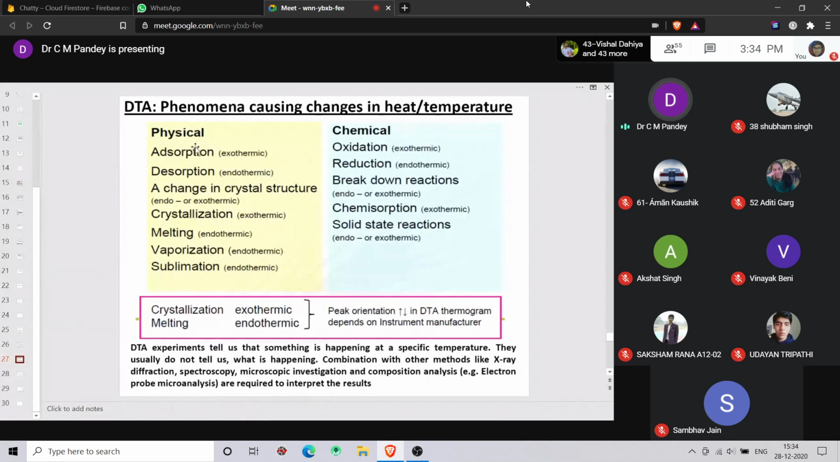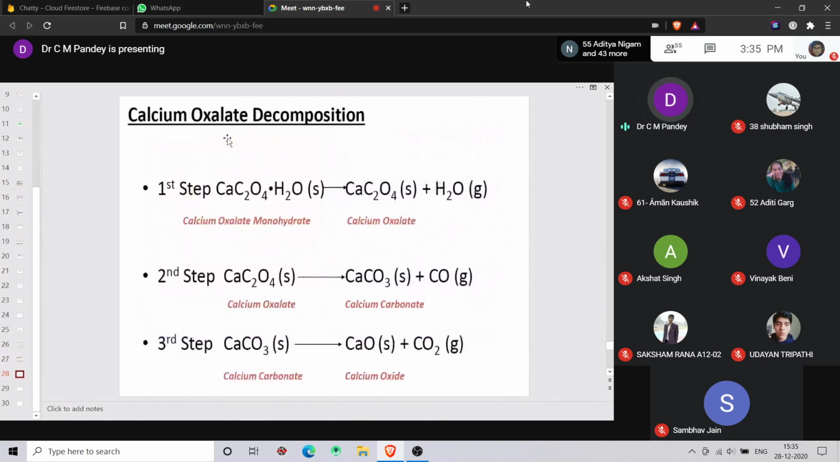So what are these processes? If you are talking about physical processes, they are adsorption, desorption, change in the crystal structure, crystallization, melting, vaporization, and sublimation. Due to these, there may be exothermic or endothermic reactions taking place within the sample. The chemical processes resulting in exothermic and endothermic reactions are oxidation, reduction, breakdown of the reaction, chemisorption, or a solid state reaction. So these are some of the physical and chemical processes taking place within a sample, resulting in a change in the heat or temperature of the sample.